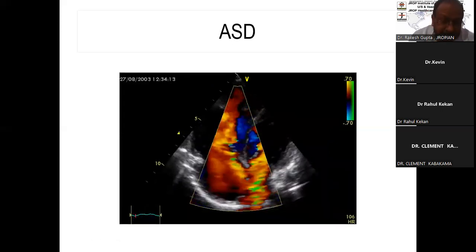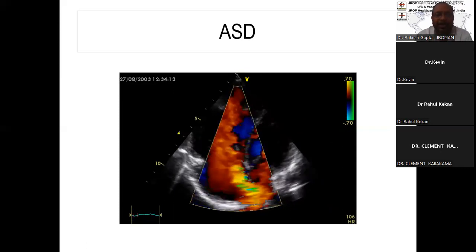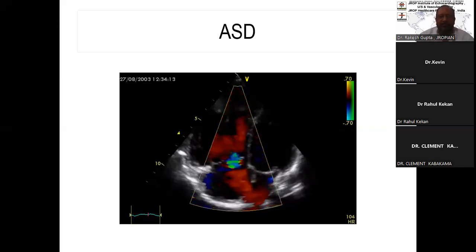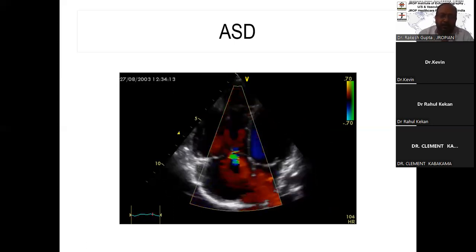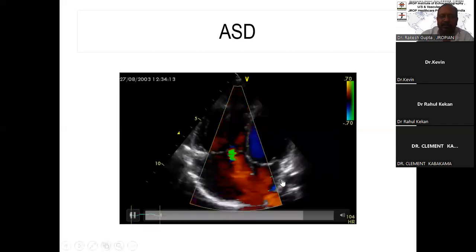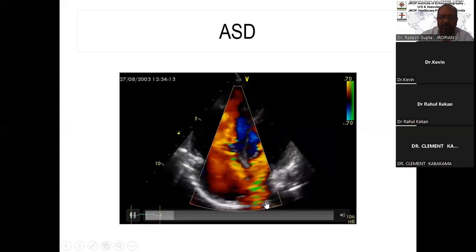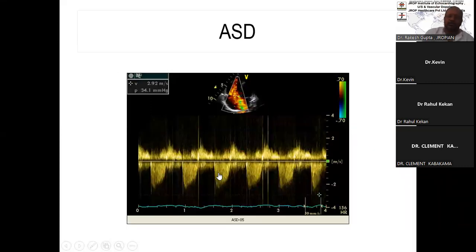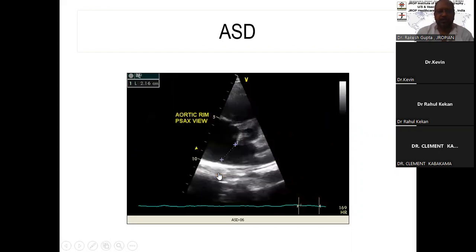At this point it's very, very important, because what happens if the patient's systolic blood pressure is 55 and my pulmonary artery pressure has gone more than 55? You will not find any blood flow from left ventricle, left atrium to right atrium. So we use the TR jet to assess pulmonary artery pressures.